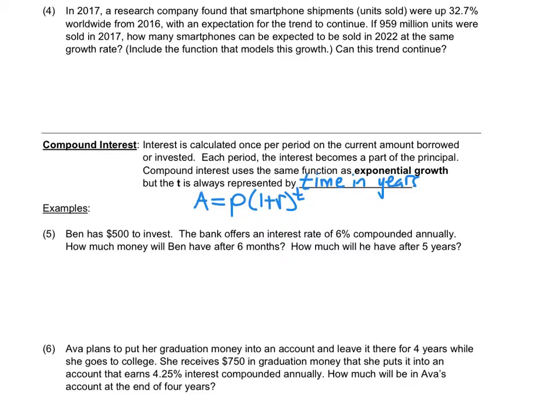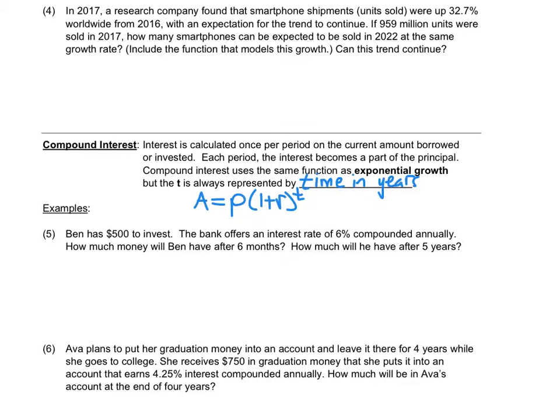So if you were to take your money out of the account, let's say you deposit it in January, but you take it out in September, you get no interest. You have to wait until the following January to get that interest. That's what this means. But the problems are virtually the same.